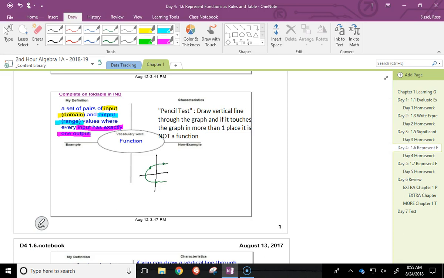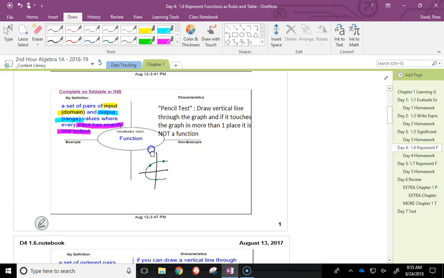If I look at this graph, my pencil test is saying if I take a straight line, the pencil, and I put it so it goes up and down, like this, notice how it touches a spot here and here. It touched my graph twice. That's not a function. So it's only a function if it goes through once. I'm going to draw a real example to show you.